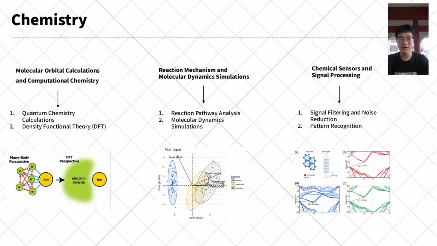What's more, the pathways and mechanisms of chemical reactions often involve multiple reaction steps and transition states. Linear algebra is essential in analyzing these problems. In chemical sensors and signal processing, the signals from chemical sensors often need to be processed using linear algebra to extract meaningful information.